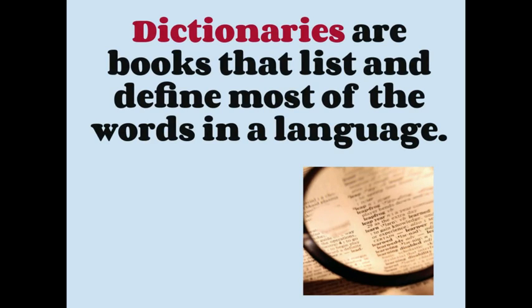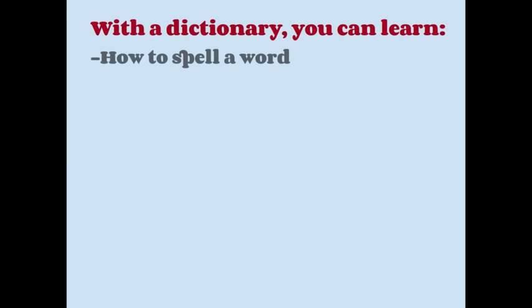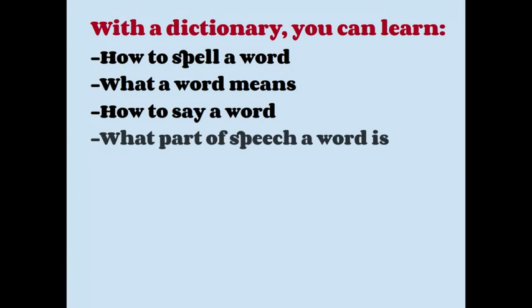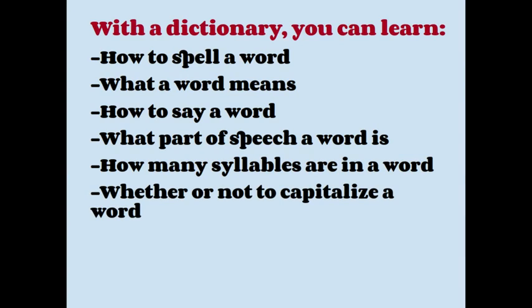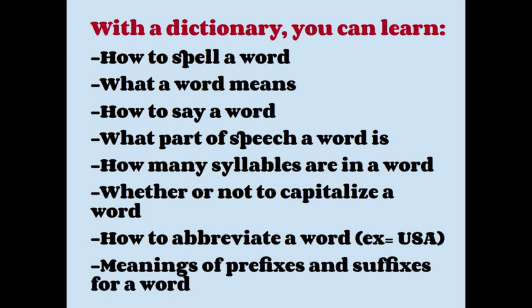Dictionaries are books that list and define most of the words in a language. With a dictionary, you can learn how to spell a word, what a word means, how to say a word, what part of speech a word is, how many syllables are in a word, whether or not to capitalize a word, how to abbreviate a word. An example here would be USA, which is an abbreviation for the United States of America, and the meanings of prefixes and suffixes for a word.